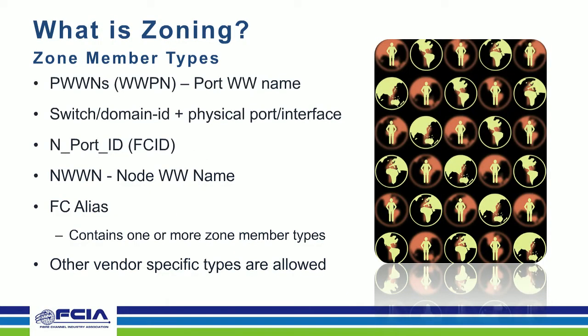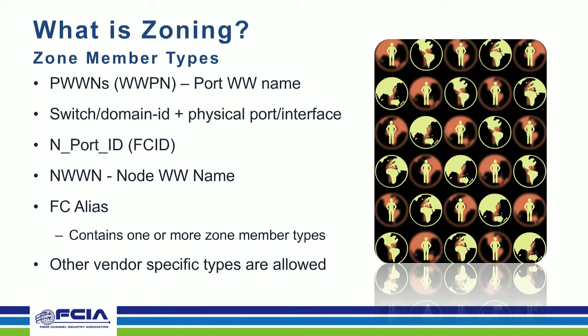Okay, inside the zone, you can have multiple members, and these members can be of various types. In general, PWWN or WWPN, depending upon how you roll here, is a port WW name. It's an intergalactically unique identifier for an end device. It's an 8-byte value, and I would say most zoning is done with these PWWNs. They're 2 bytes bigger than a MAC address, and they're not particularly easy to handle. They're just 8 hex bytes of information.